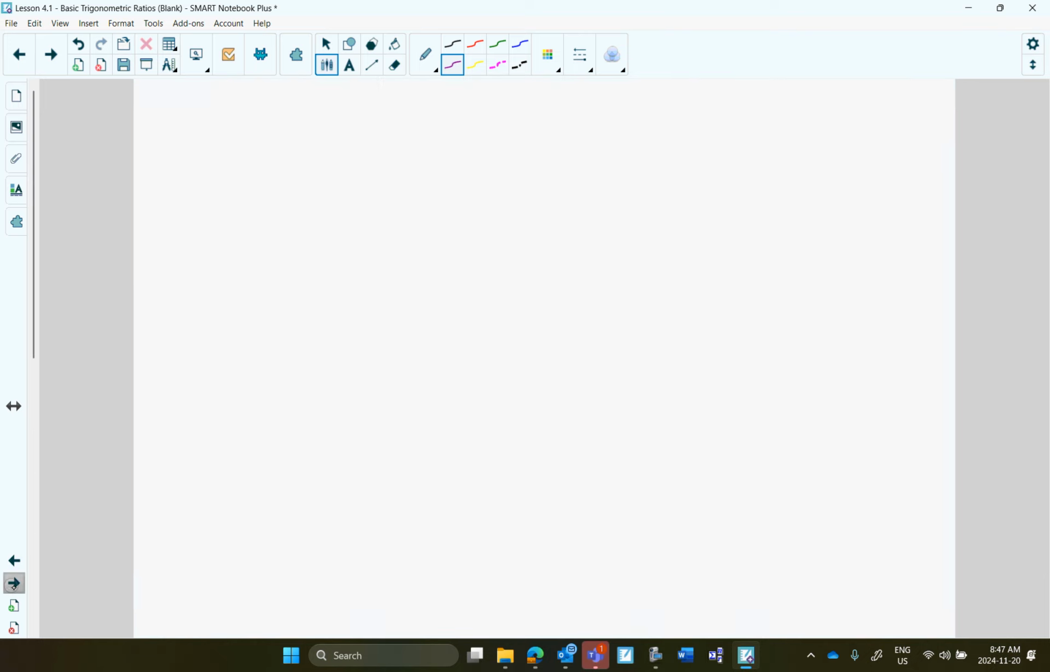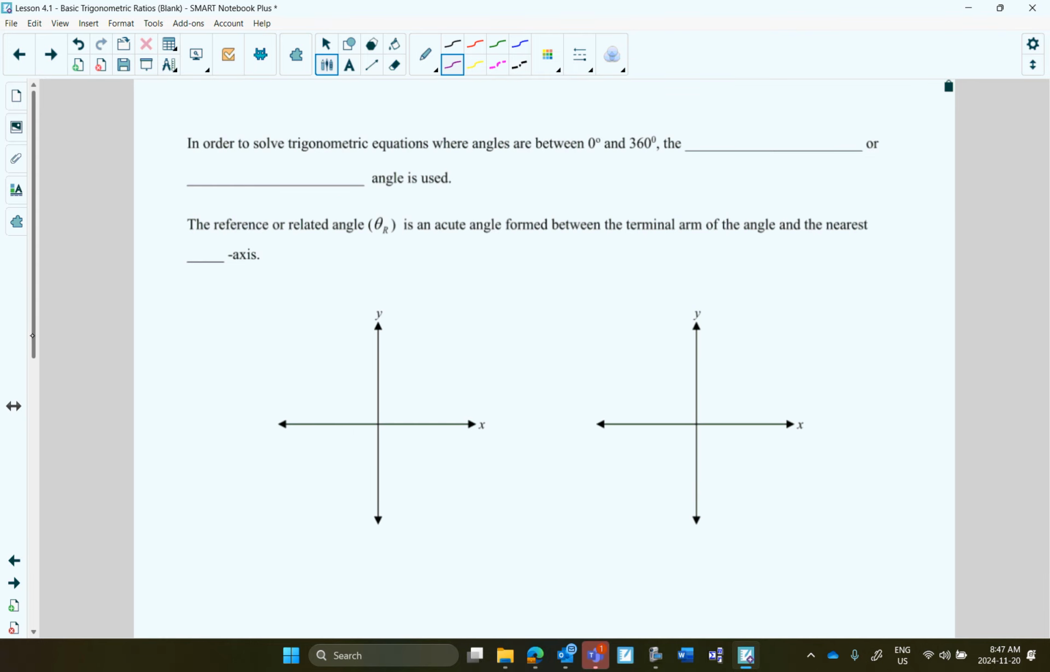Second part is when we actually do the trig, when we actually evaluate trig expressions. So if I said, find the sine of 150 degrees, or if I gave you an equation, I said the cosine of some angle theta is 240 degrees, find what theta could possibly be. Well, in order to do that, we use what are called reference or related angles.